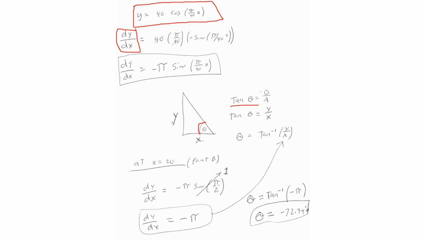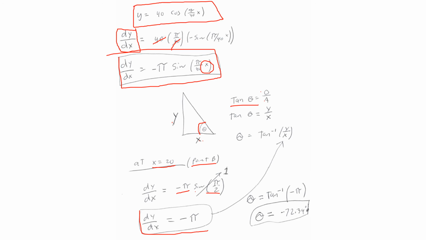So we take the derivative, and dy dx becomes 40 times pi over 40 times negative sine of pi over 40x. We can see our 40 cancels our 40 in the denominator. We're left with dy dx equal to negative pi times the sine of pi over 40x. We know that at point B, our x is at 20. Plugging in an x of 20, we end up with 20 pi over 40, or pi over 2. The sine of pi over 2 becomes 1, so this reduces down to just negative pi for our dy dx.